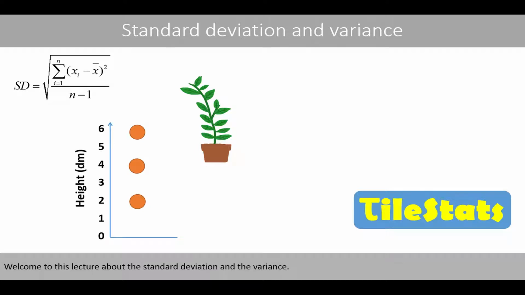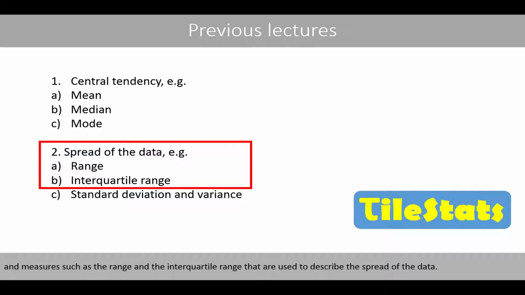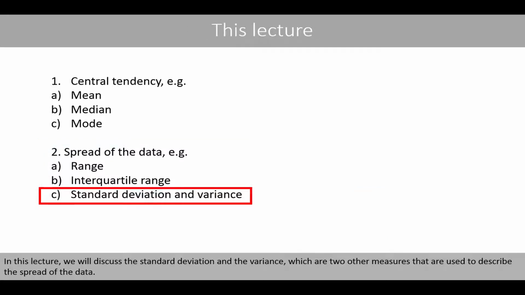Welcome to this lecture about the standard deviation and the variance. In the previous lectures, we discussed different measures of the central tendency, and measures such as the range and the interquartile range that are used to describe the spread of the data. In this lecture, we'll discuss the standard deviation and the variance, which are two other measures that are used to describe the spread of the data.